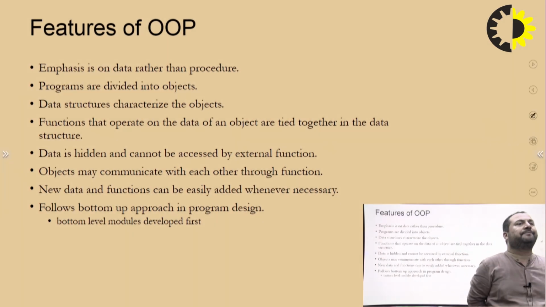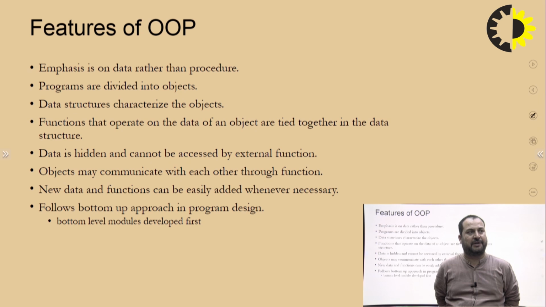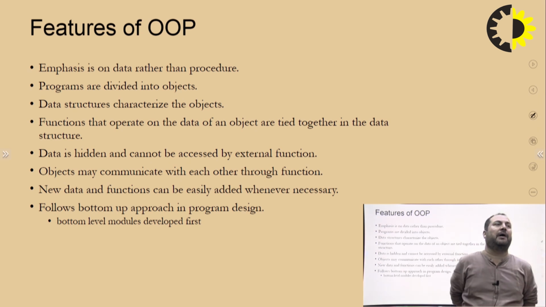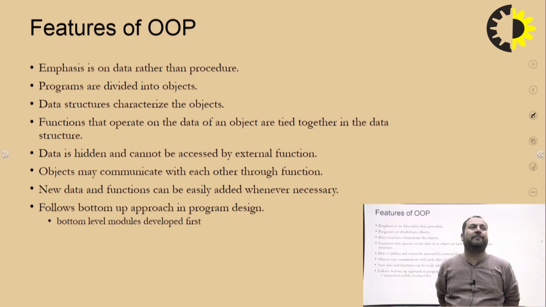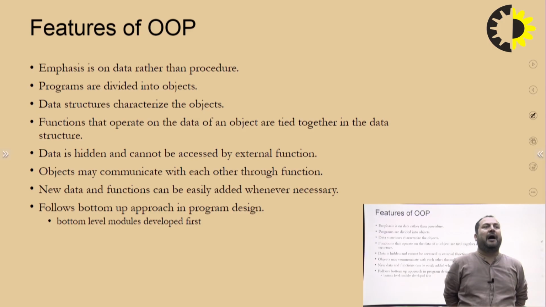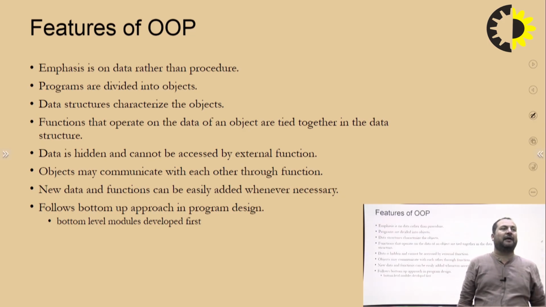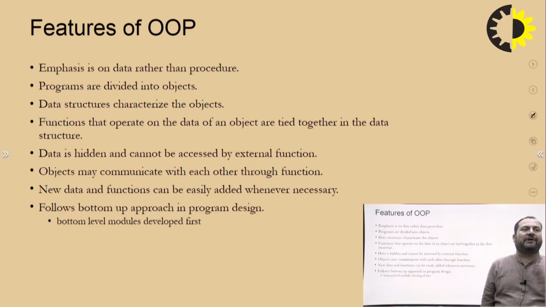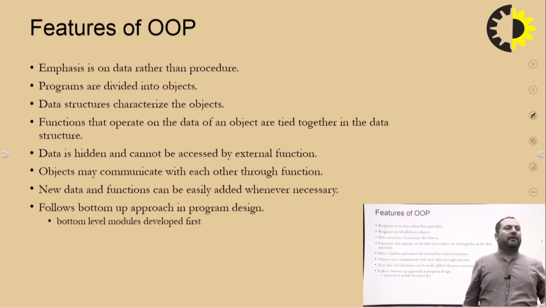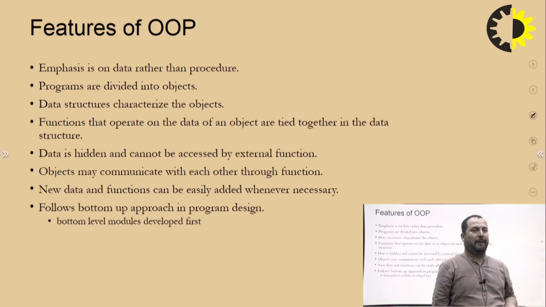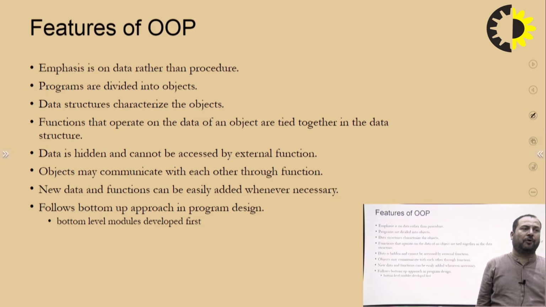These are the features. Like I already said, in object oriented programming the emphasis is on data rather than procedure, okay. Here programs are divided into objects. Data structures characterize the objects. Functions which operate on the data of an object are tied together in the data structure, okay. Data is hidden, that is the important thing. In object oriented programming, data is hidden and cannot be accessed by external functions. Objects may communicate with each other through functions, okay. New data and functions can be easily added whenever necessary, and object oriented programming follows the bottom up approach, okay. So, bottom level modules are developed first, okay.